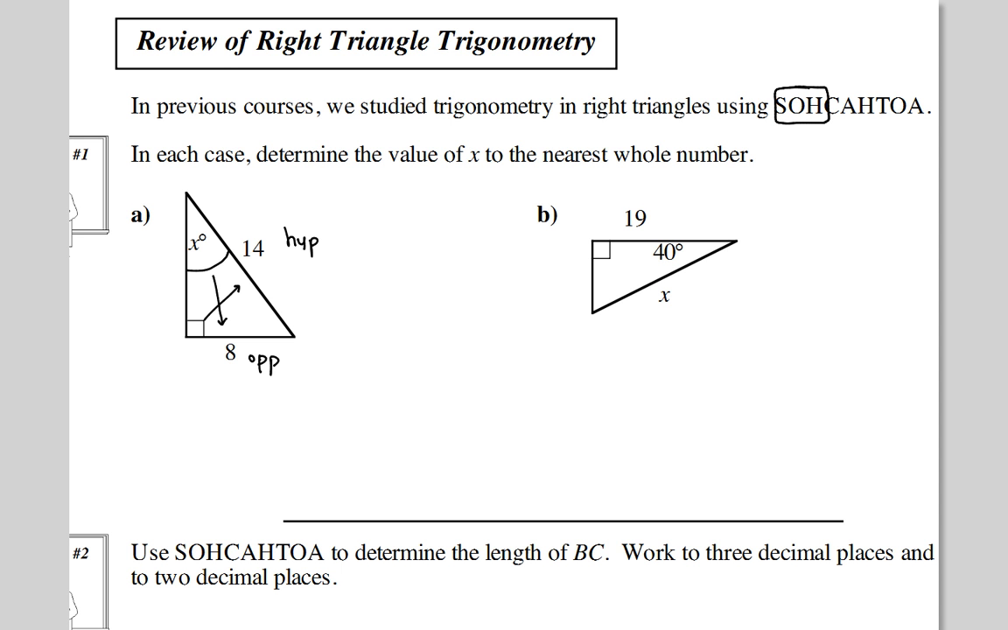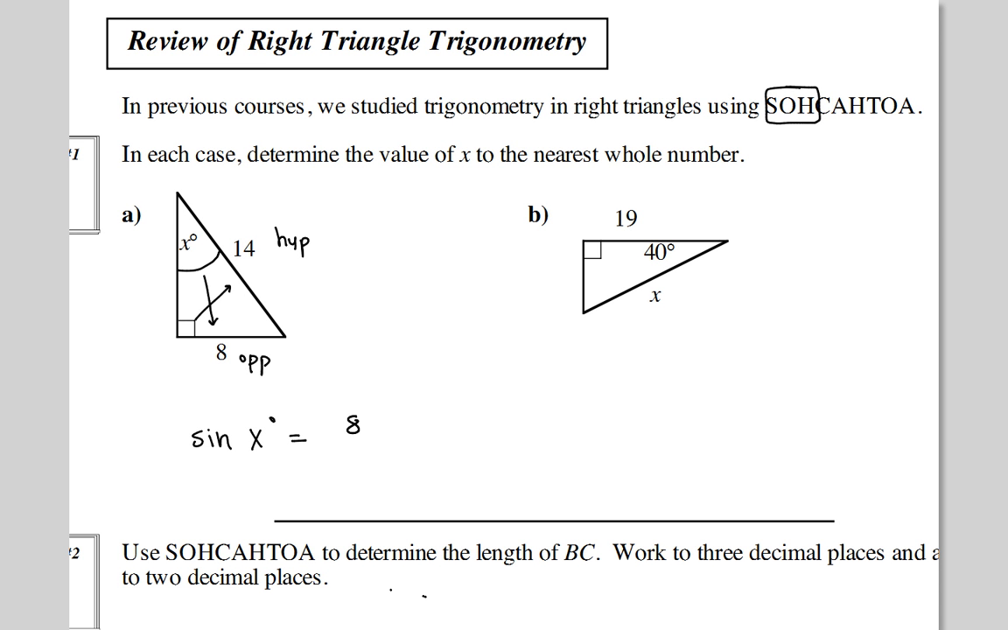So op and hype, and they want us to find x, the angle, so we have to use sine. So sine x equals opposite over hypotenuse. And to find the missing x, which is the angle, you have to use the second function, sine inverse of the ratio. Okay, so I'm getting 35 degrees.